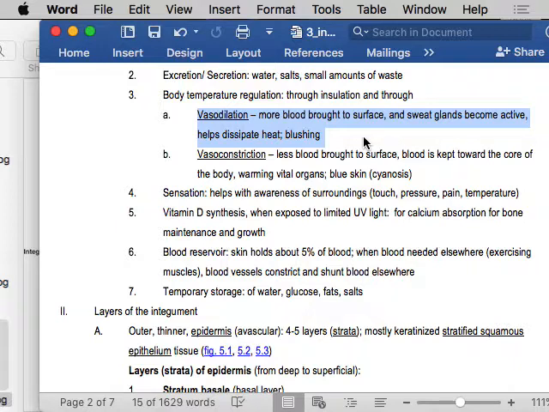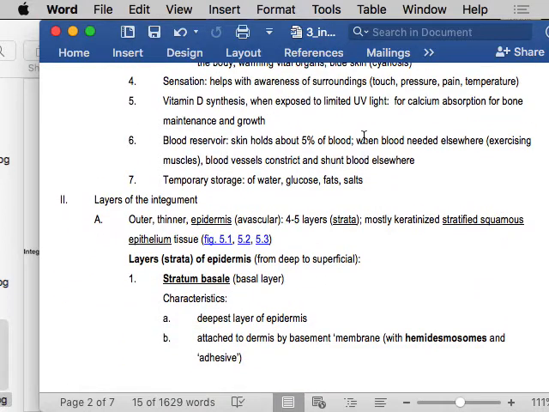But vasodilation can also be triggered by emotion. You can blush, right? So it could be for thermoregulation or for other reasons. Everybody good with that? Okay, so your skin also does sensation because that's a great place to have sense organs, right? Your skin also does vitamin D synthesis. You may or may not know this, but most people do.